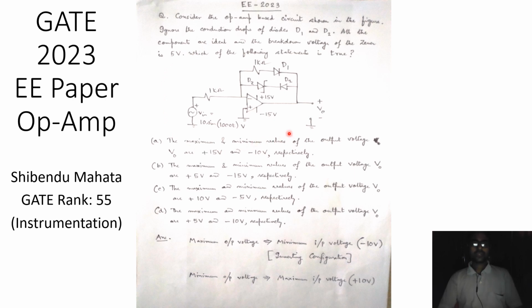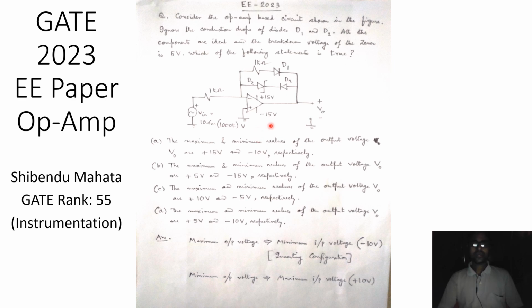Questions of this pattern had appeared in previous years of GATE also, sometimes in instrumentation engineering, sometimes in EC papers, and this time they have reflected this question in the electrical engineering paper. So this is a combination of concepts from diodes as well as Zener diodes and operational amplifiers, the operation of an ideal amplifier.